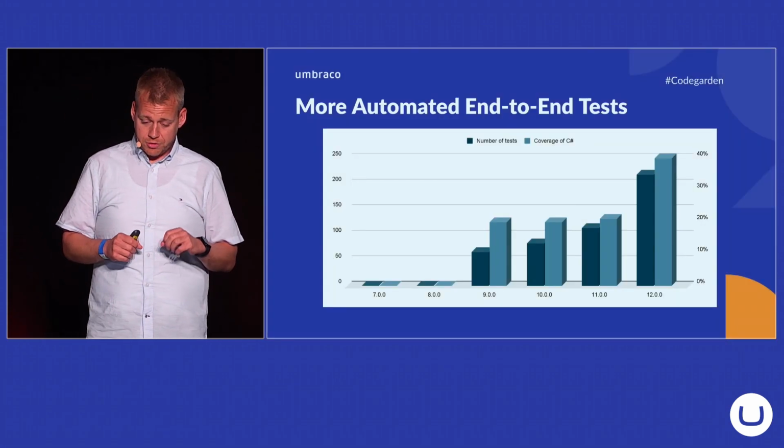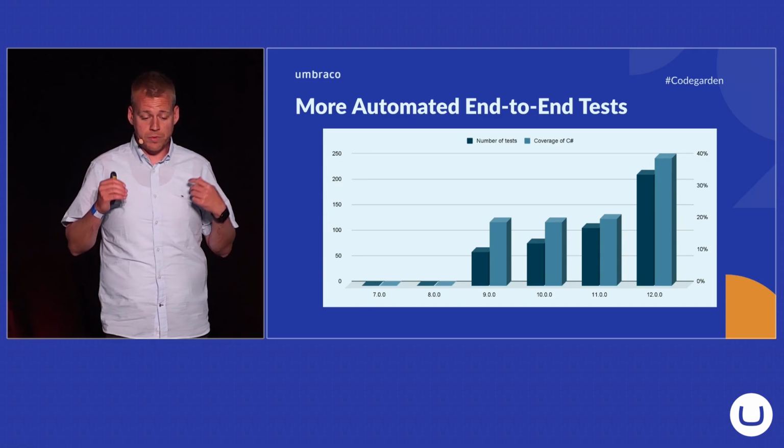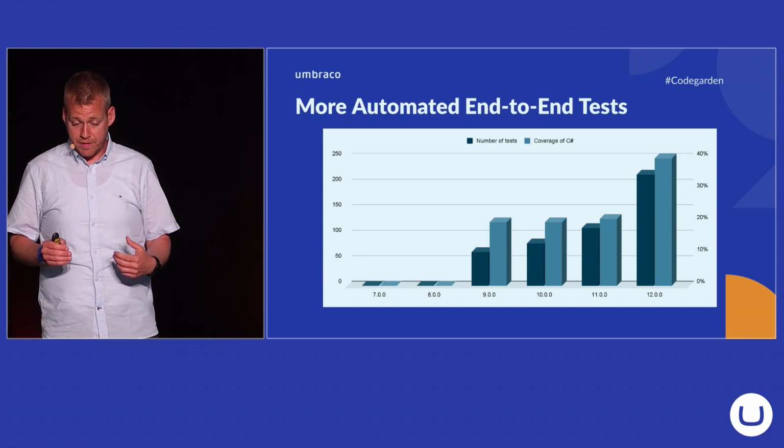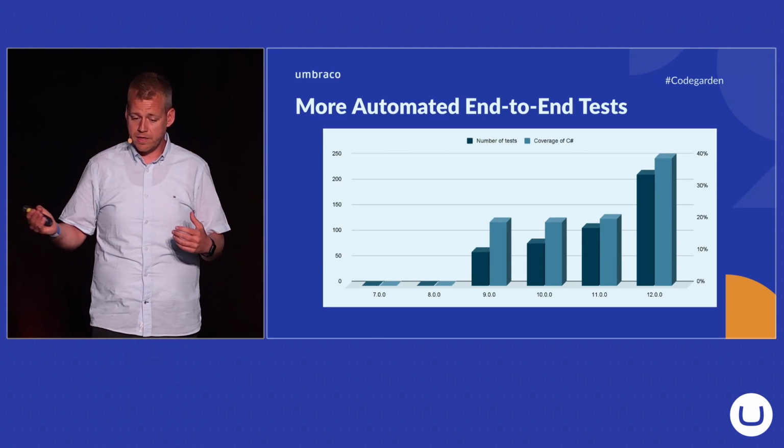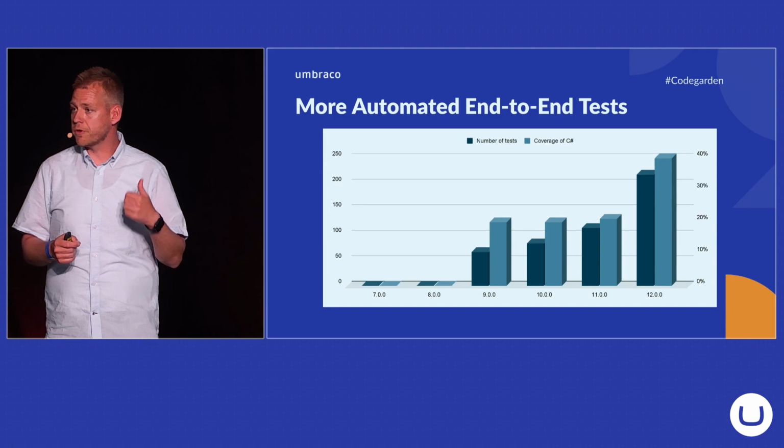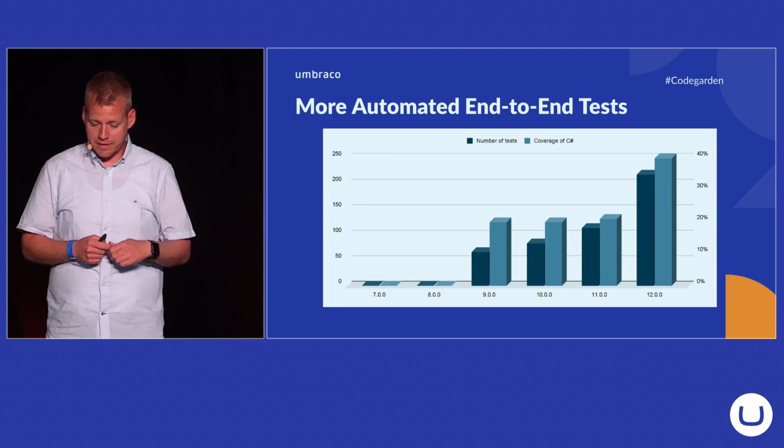So this diagram shows the number of end-to-end tests. We introduced it together with Umbraco 9. Because Umbraco 9 was purely a technology update, we should have feature parity. So it was an excellent use case for introducing these tests and executing them on both UIs.